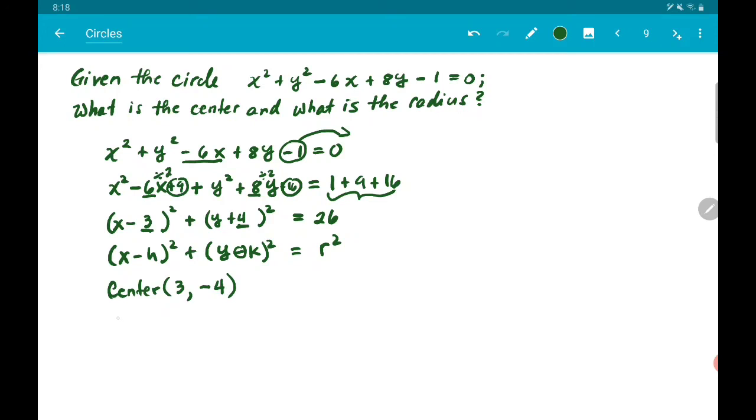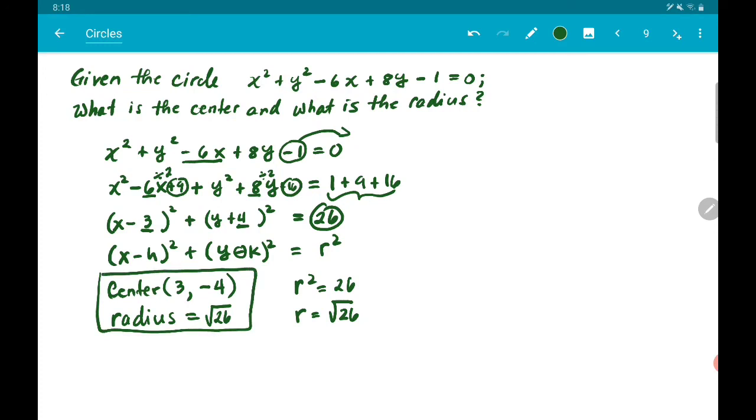What about the radius? Our r² is equal to 26, so r is equal to the square root of 26. You don't have to worry about that; it's just the square root of 26, and the square root of 26 squared is 26. So we have found the radius and we have found the center. That's quite easy.